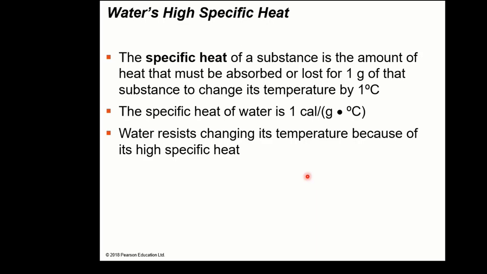Then what is specific heat? The specific heat of a substance is the amount of heat that must be absorbed or lost for 1 gram of that substance to change its temperature by 1 degree Celsius.